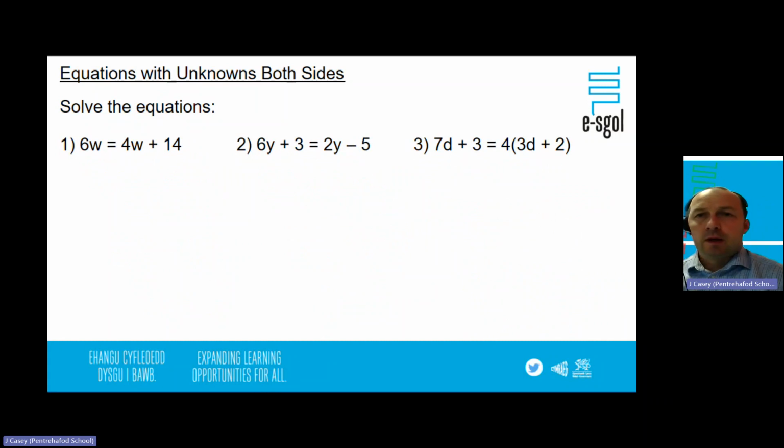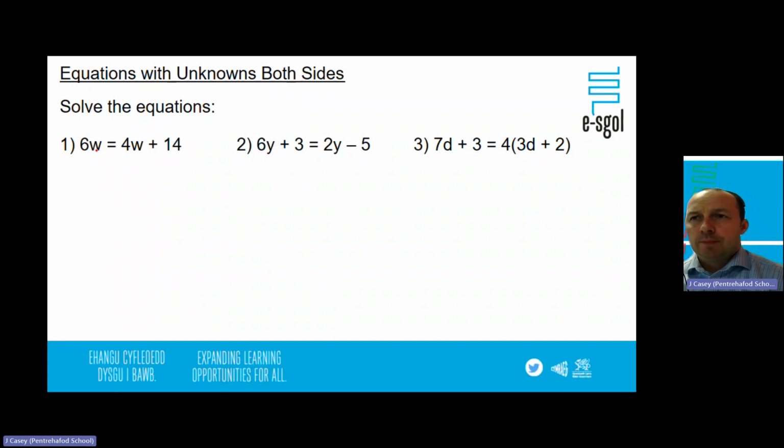So what you can see in the first question is there's a 6w and a 4w, and this does confuse people. People think, you know, they get left with a w and a number, and it does cause some issues. But the main thing you want to do is decide what side do I want my w's on. That sounds weird, I know, but what side do I want my letters on, and what side do I want my normal numbers on?